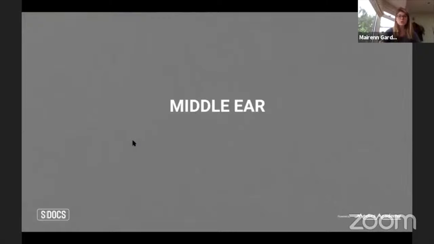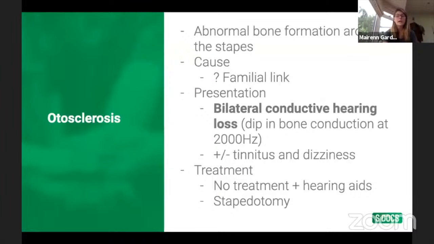Now going on to middle ear conditions. Again, both outer and middle ear conditions will cause your conductive hearing loss. So, otosclerosis. You've got your three middle ear bones, your ossicles, and one of them is the stapes. Otosclerosis is when there's abnormal bone formation around the stapes.